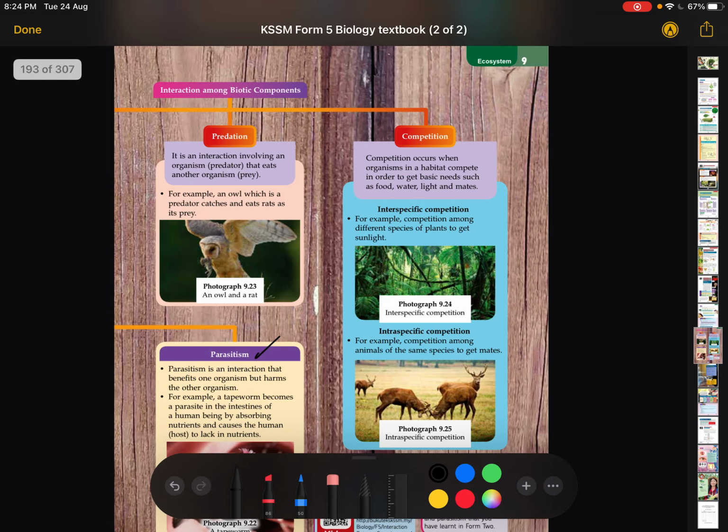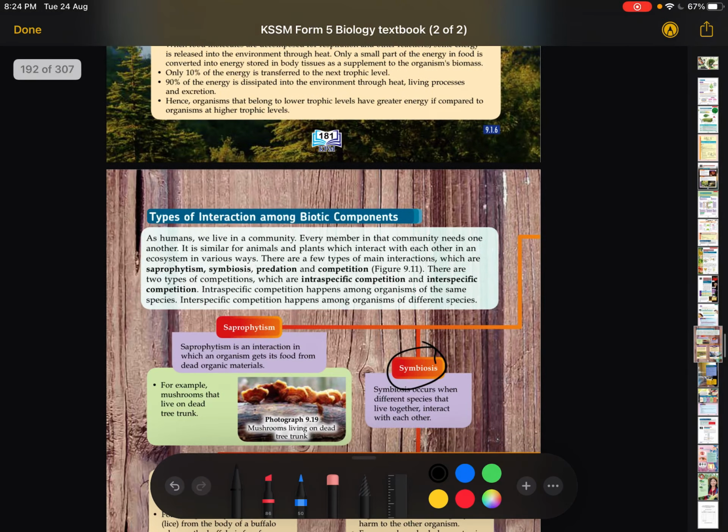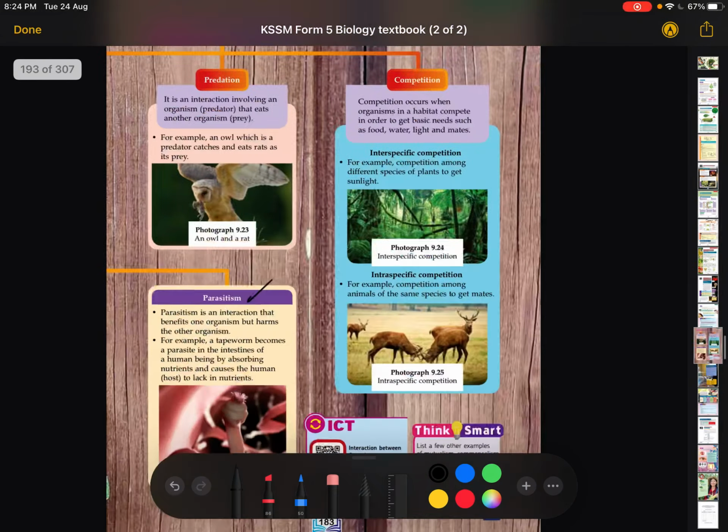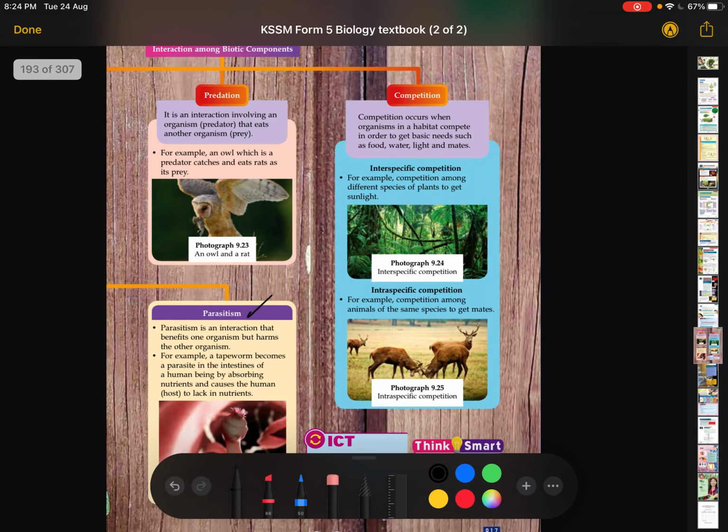So yeah, that's mutualism. Both receive benefits. And then the other newly mentioned ones are predation, competition, and saprotrophism. I don't have to repeat this again now. You should know what it is by now.